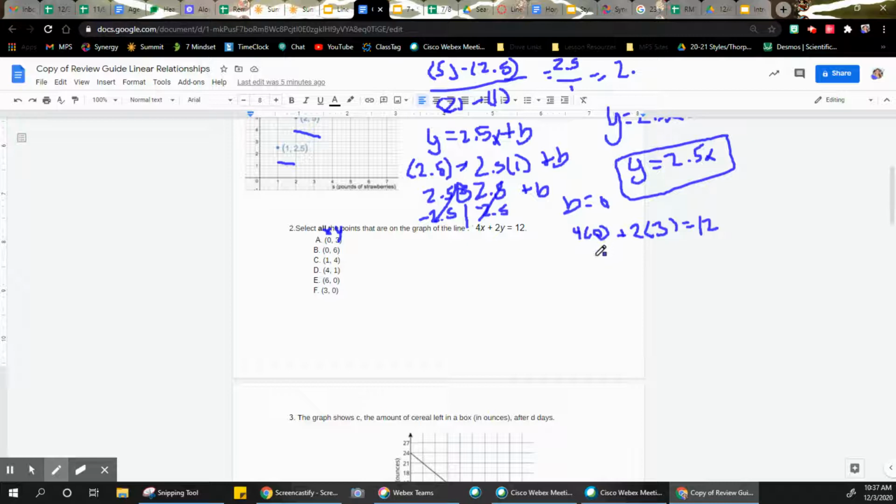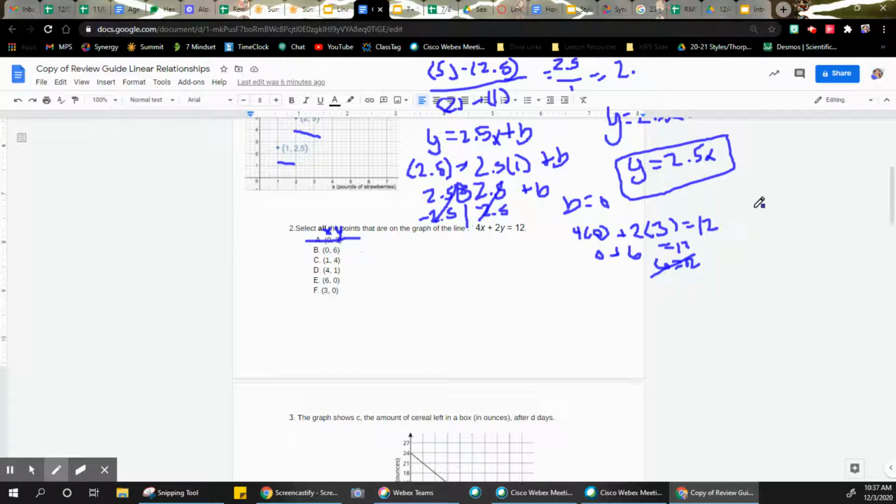4 times 0 is 0. 2 times 3 is 6 equals 12. That's going to be 0 plus 6 is 6 equals 12. So I know that A is incorrect because 6 does not equal 12. So A is incorrect. So then let's move on to my next one.